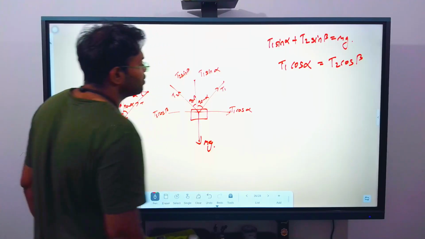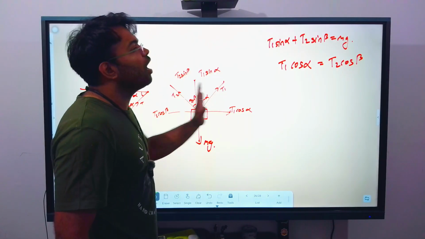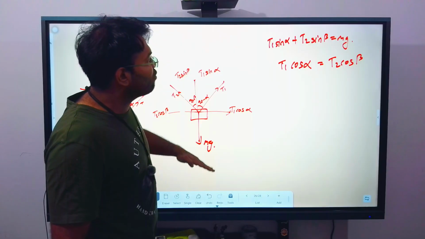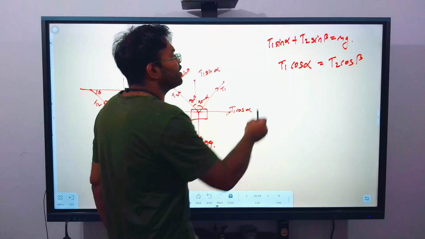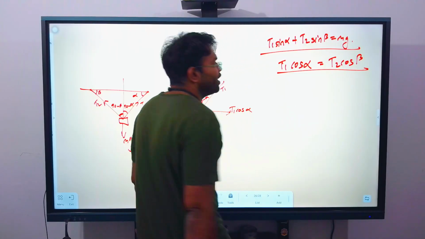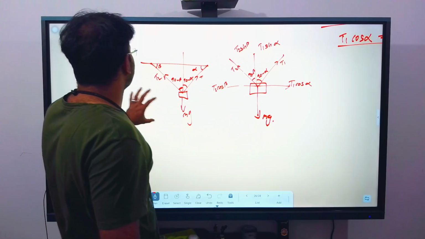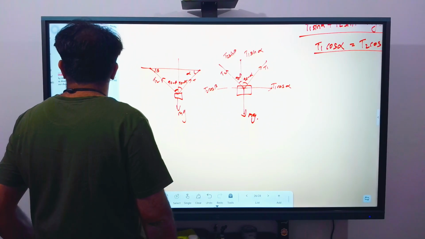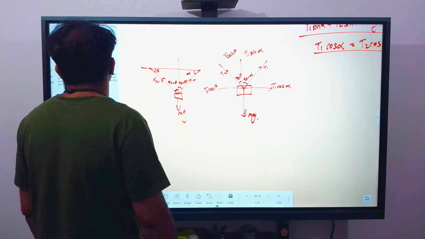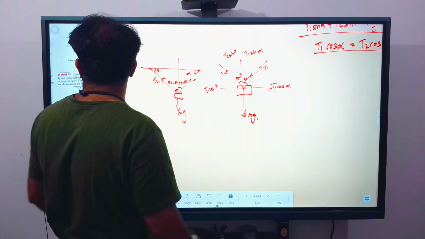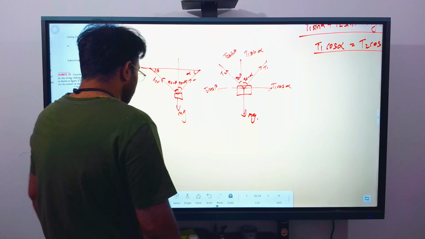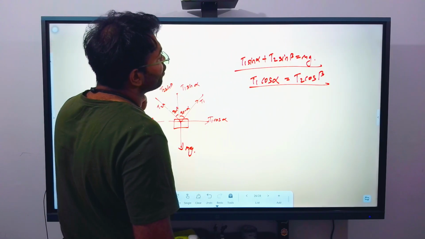Any doubt still here? Since both the horizontal forces are balancing each other out and the vertical forces are balancing each other out, I have written these two equations. Any doubts here? Okay, fine. What have they asked us to find? If the body is in equilibrium, then find out the tension in the strings. So, what are we going to do?